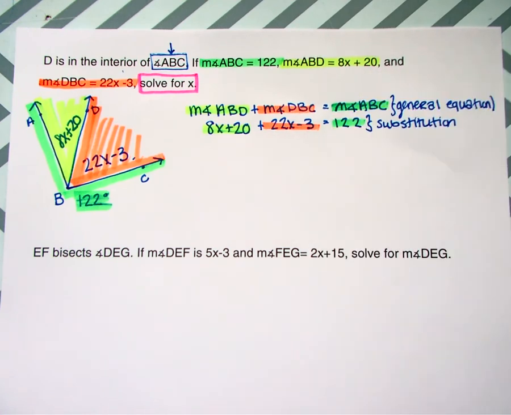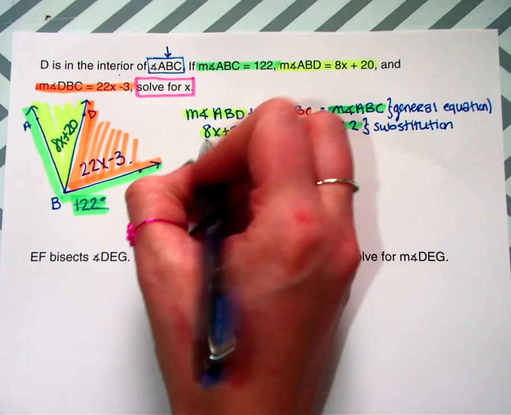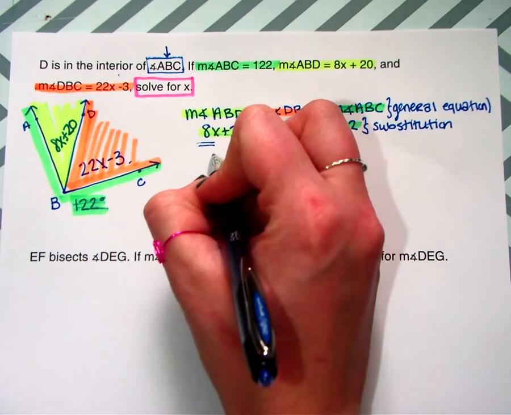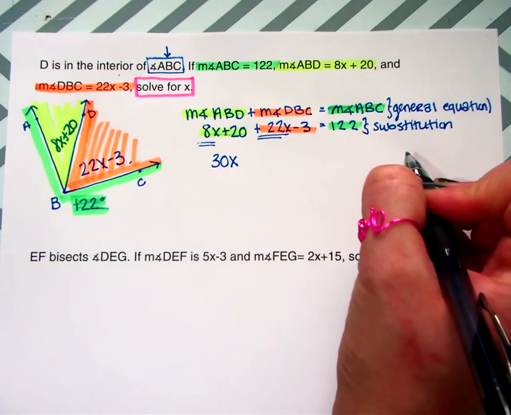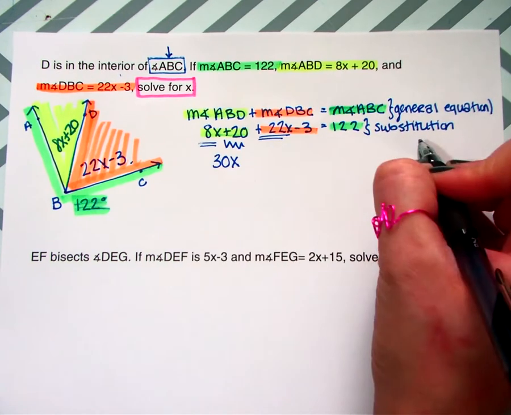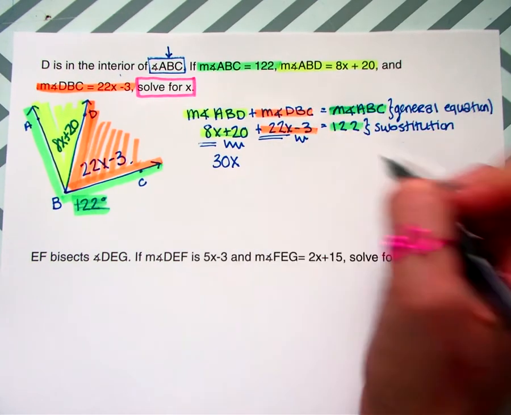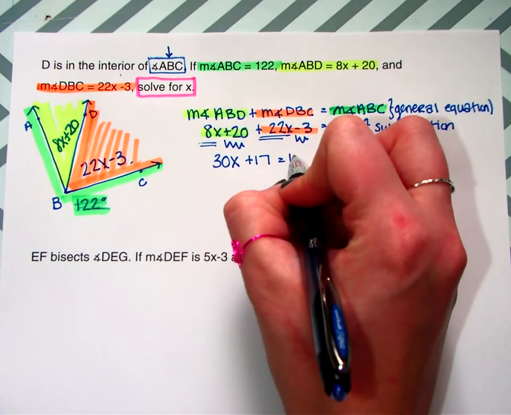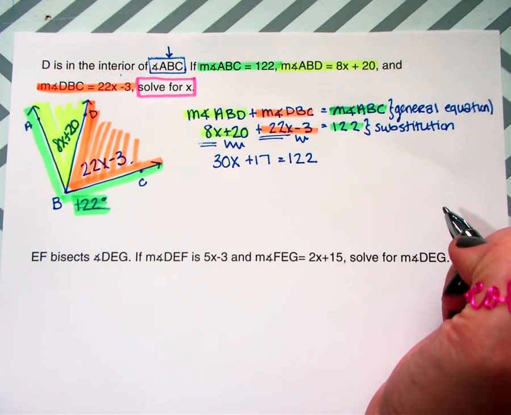From here, all we're going to do is combine those like terms together. So one thing that we've been practicing is when you're combining like terms, just underline them. 8x plus 22x gives us a combined total of 30x. We have the 20 plus a negative 3, or just 20 minus 3, gives us a combined total of 17. And we're just going to bring down that 122.